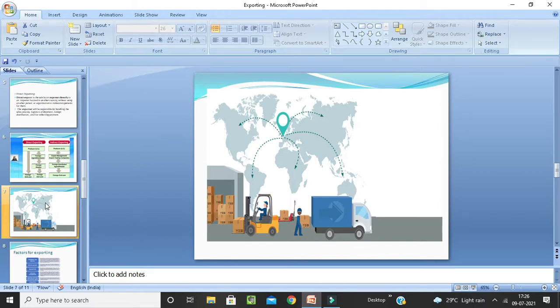See here, this is in UK. From UK they are sending the goods to Africa continent, South America, North America, Asia, Australia, all over the globe. The goods are exporting directly, so they are responsible for each and everything.